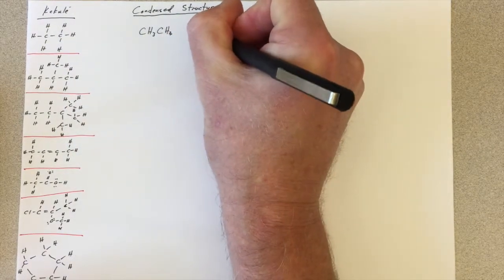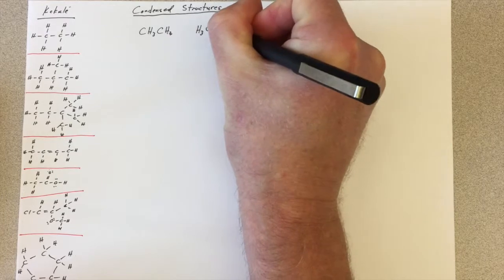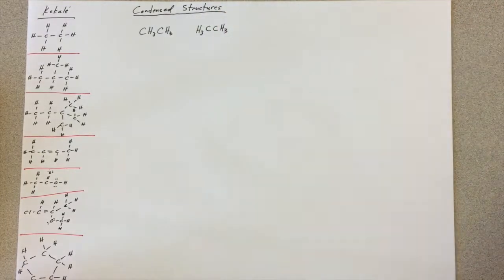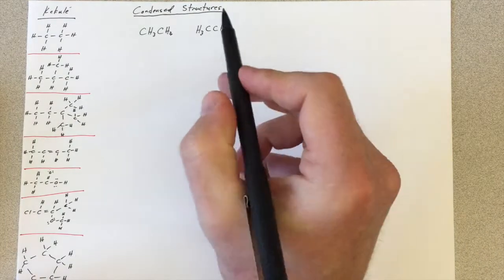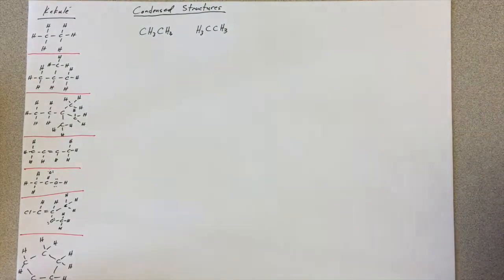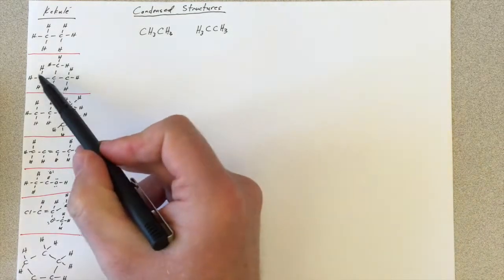Sometimes you might see a condensed structure for ethane that looks like that. That's also okay. Again, we're making an assumption that the carbons are bound together in that molecule. Okay, let's move on to the next one.